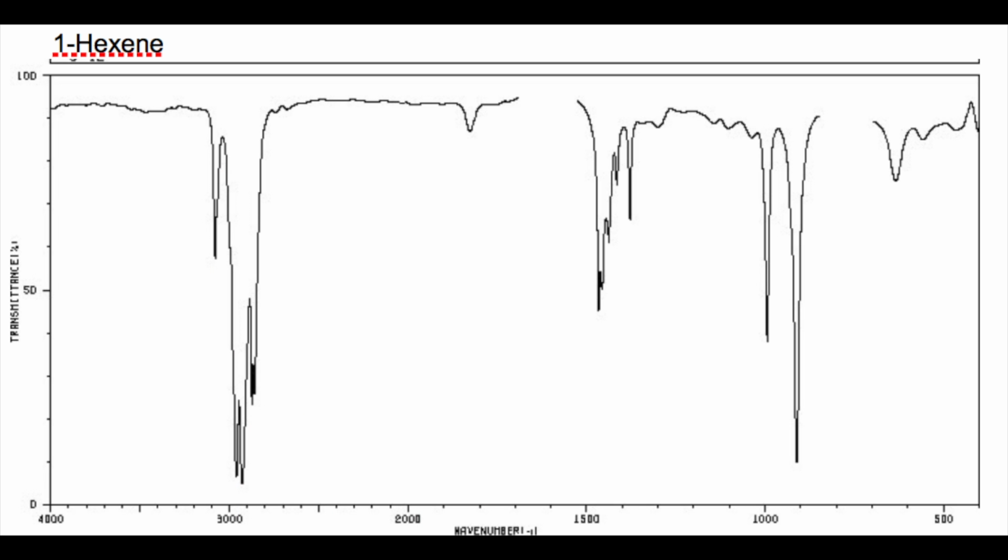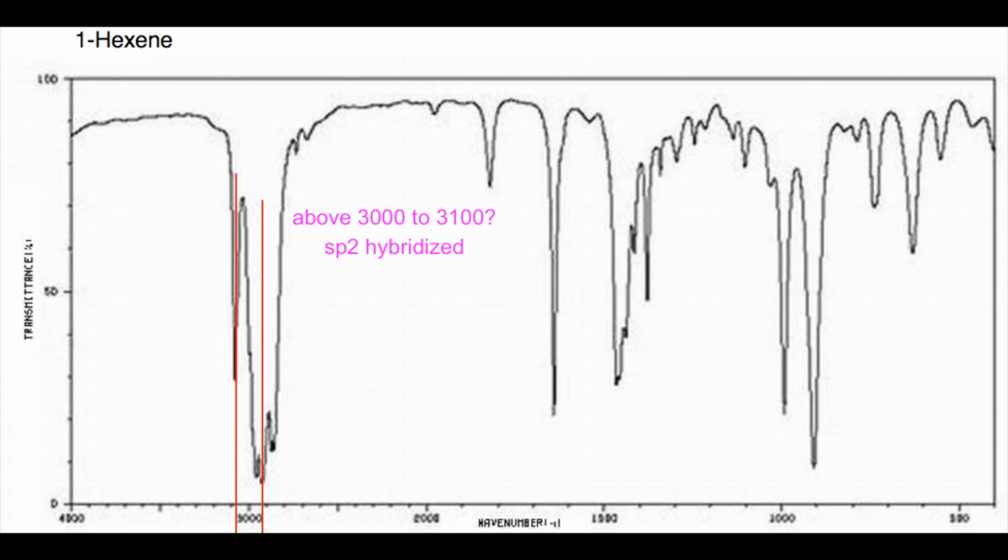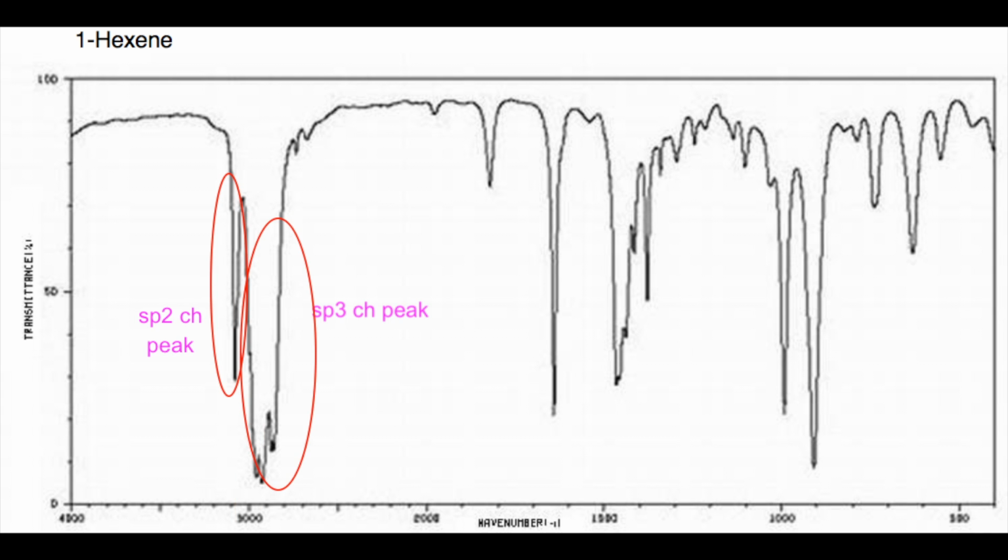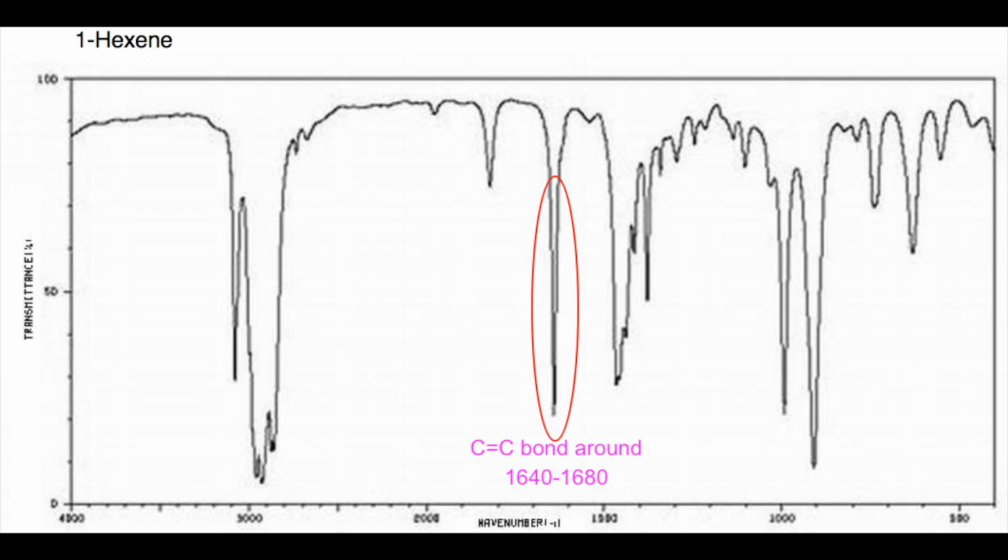Next is hexene. It's got a pi bond, which means there are sp2 hybridized CH bonds. These peaks are above the 3000 region, but less than the 3100 region. So now we have 2 different types of CH bonds, which means 2 different types of CH peaks. Using the line method, we can see which one is which. Another good thing to look out for is the fact that there is a carbon-carbon double bond, which means there's a peak for it in the IR. This peak is usually sharp and of medium intensity. It's located around the 1640 to 1680 region.